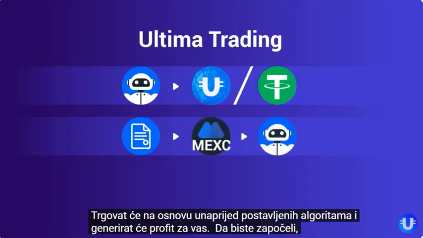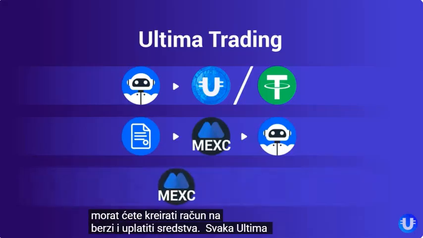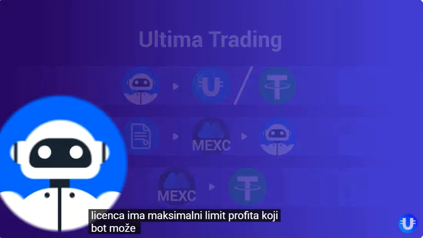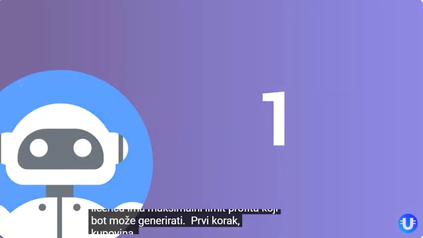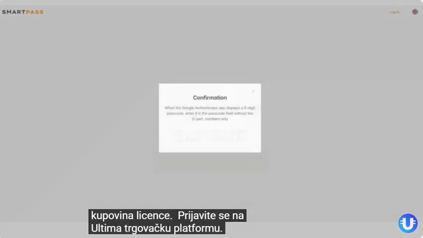To get started, you'll need to create an account on the exchange and fund it. Each Ultima bot license has a maximum profit limit that the bot can generate. Step 1. Purchasing a license. Log in to the Ultima trading platform.